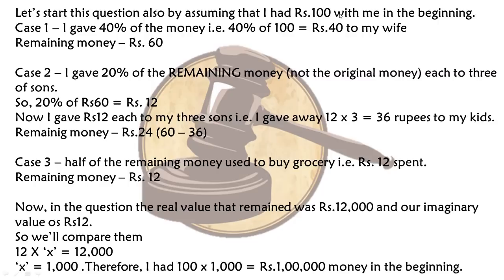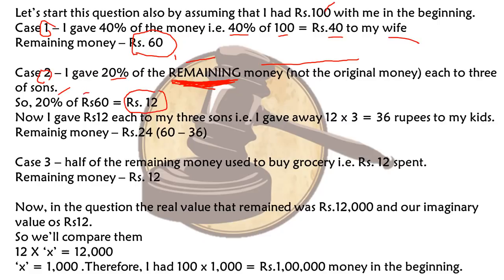Again, I will assume that I had rupees 100 in the beginning. So first case, I give 40% of the money, that is 40% of rupees 100, which is rupees 40, to my wife. So remaining money with me is rupees 60. Now case 2, I give 20% of the remaining money. Just understand these things very well. This is where most of the students go wrong. Remaining money, not the real money, right? So I had rupees 60 remaining. 20% of 60 would be rupees 12.